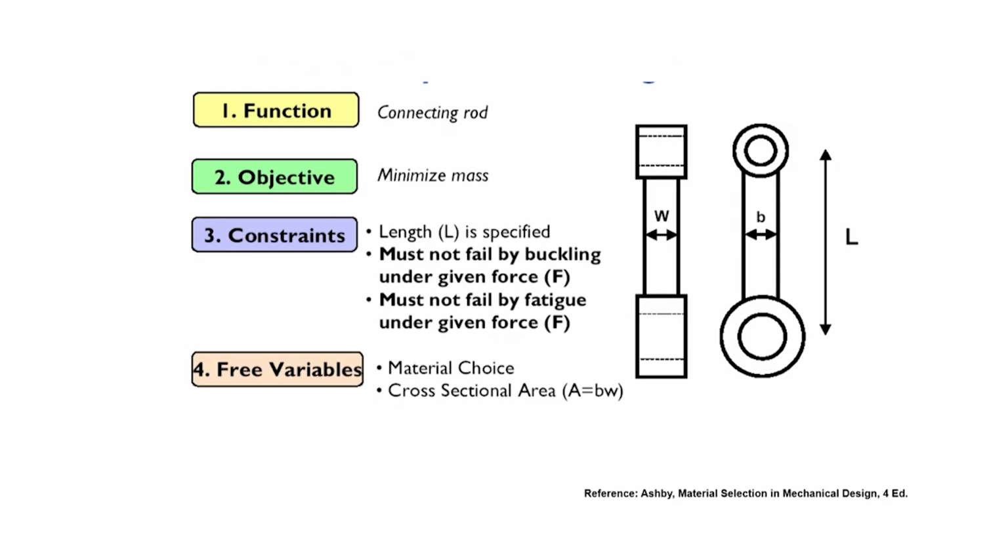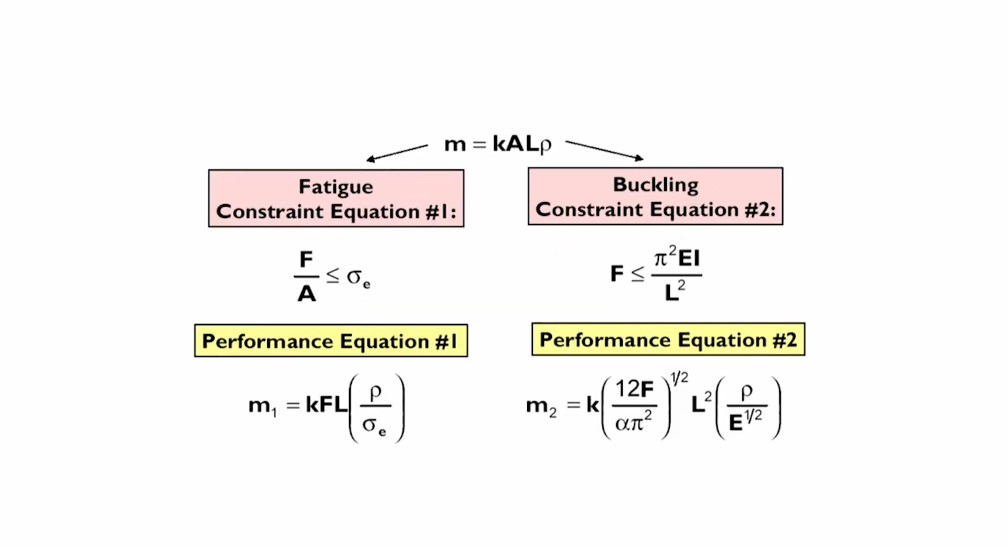Okay. So, this is the connecting rod. We have to minimize the mass of it, light, must not fail by buckling under given force, must not fail by fatigue under given force. And then in this case, what are the two cases that it is giving us? One is fatigue, which is telling that the stress that is coming into the system has to be less than the endurance strength. If it is less than the endurance strength, then you know that the material can sustain almost infinite number of cycles. Okay. So, then I know that F over A is sigma E.